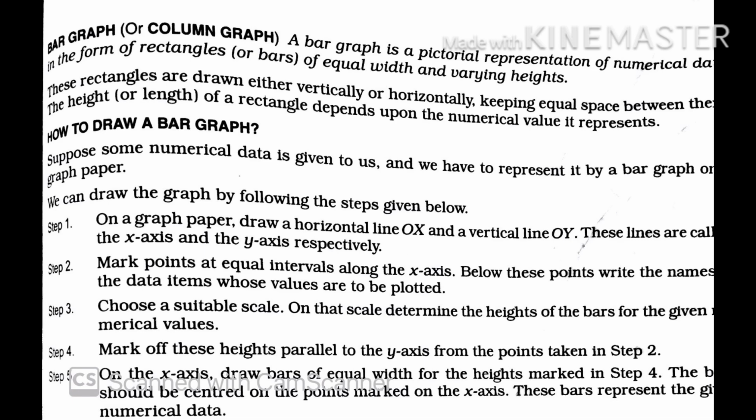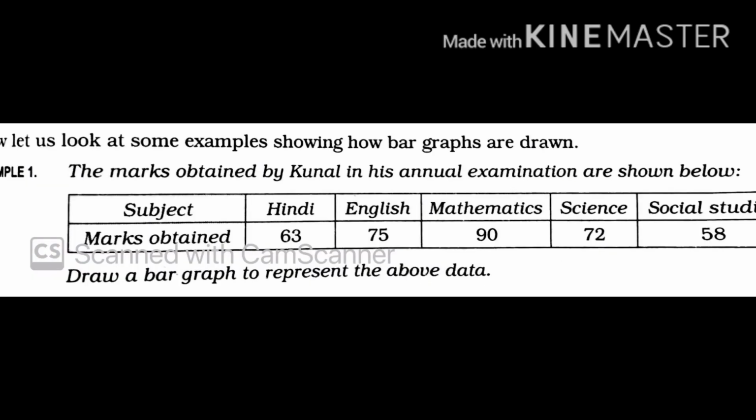Step number 5, on the x-axis draw bars of equal width for the heights marked in step 4. The bars should be centered on the points marked on the x-axis. Now these bars represent the given numerical data. Now let us take some example showing how bar graphs are drawn.